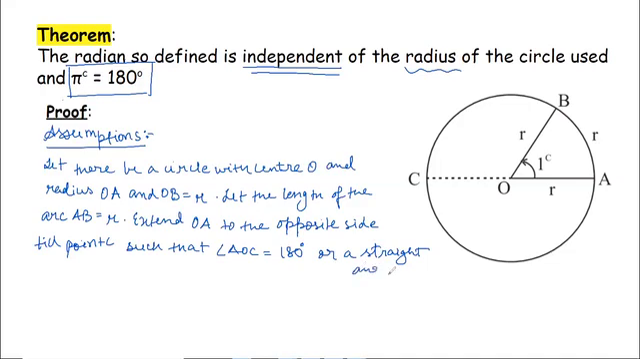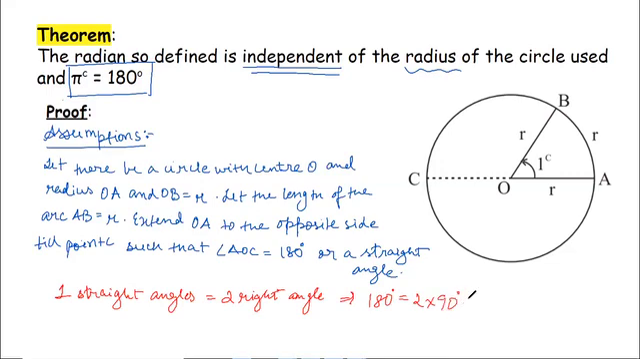One more thing I would like you to know is that one straight angle comprises two right angles. That means in numerical terms we can write 180 degree as 2 into 90 degrees. So these are the assumptions we have made, and according to them there's a diagram given alongside.